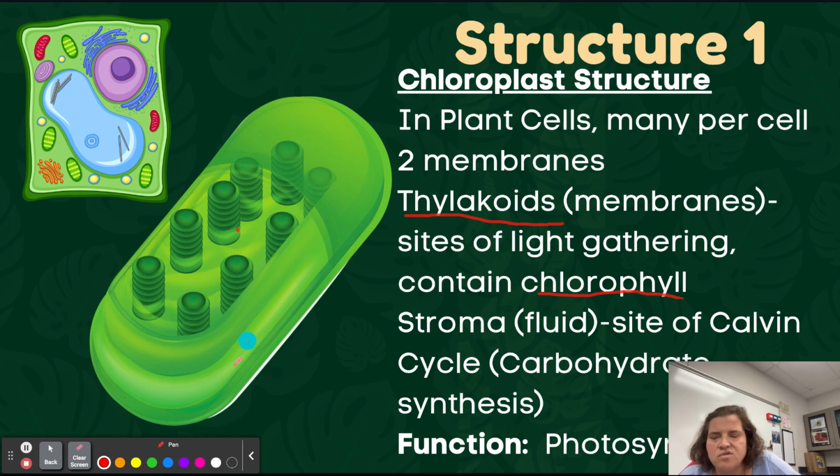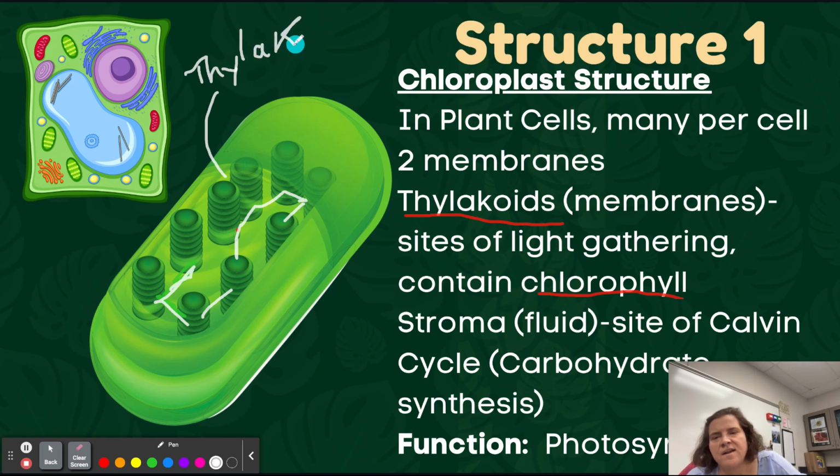They're actually usually going to also have little connections between them. I'm doing this in green, but that's not that easy to see. So they look more like this. Actually, there's connections between the different stacks. So these are called thylakoids. And I don't have to write it here, you could see it right here, but just to make sure you know that, they're thylakoids. The thylakoid membranes are going to be the sites of light gathering for plant cells in the chloroplast.